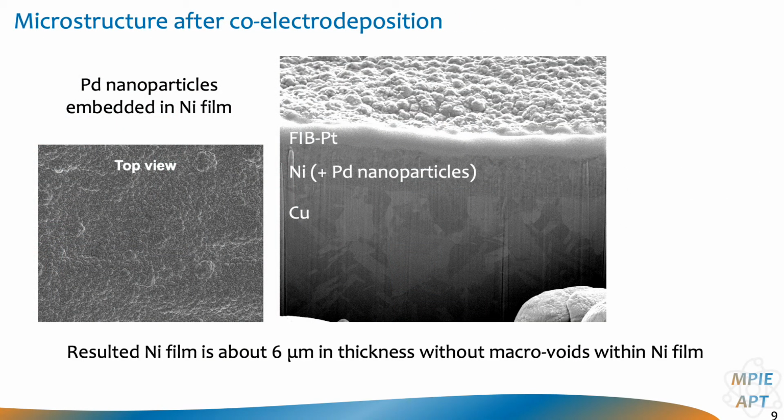When we go to the FIB and look in the side view after a cut with the FIB, you can see the copper substrate with all the multiple grains inside, and then this electrodeposited nickel that contains the nanoparticles, and on top is just the platinum deposited inside the FIB to protect the surface. In that case, the film is about 5 to 6 microns in thickness, and you can see that the electrodeposition resulted in no major voids or empty volumes that might actually endanger the survivability of the specimen inside of the atom probe afterwards.